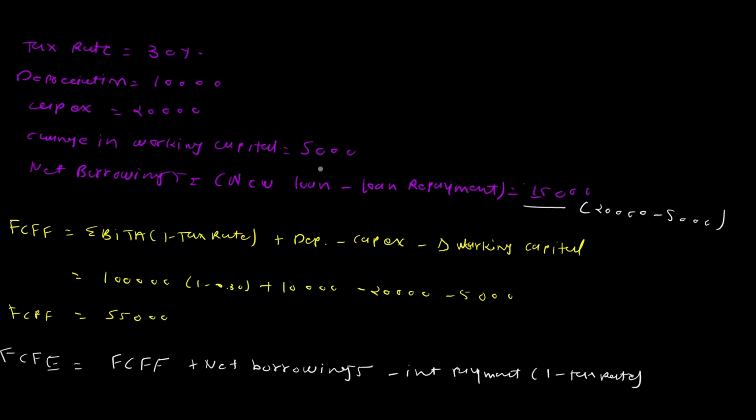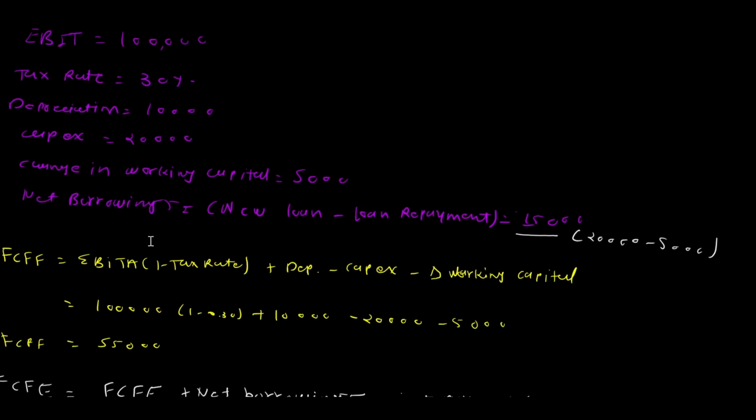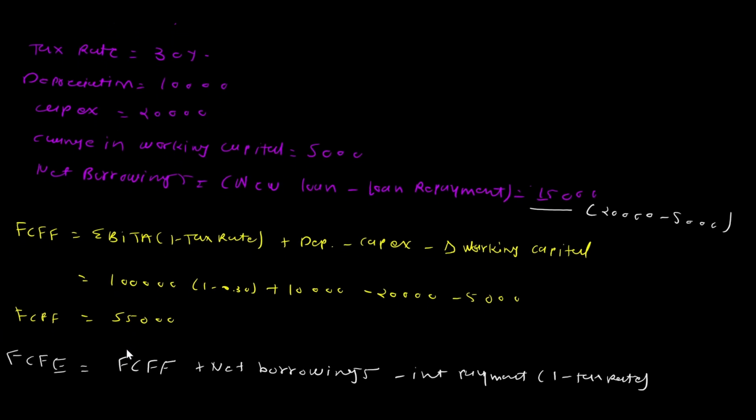Okay, so my FCFF formula is EBIT times (1 minus tax) plus depreciation minus capex minus working capital changes. So my 1 lakh is my EBIT, times (1 minus 30%), plus depreciation, minus capex, minus 5,000. So my FCFF becomes 55,000, the free cash flow to the firm.